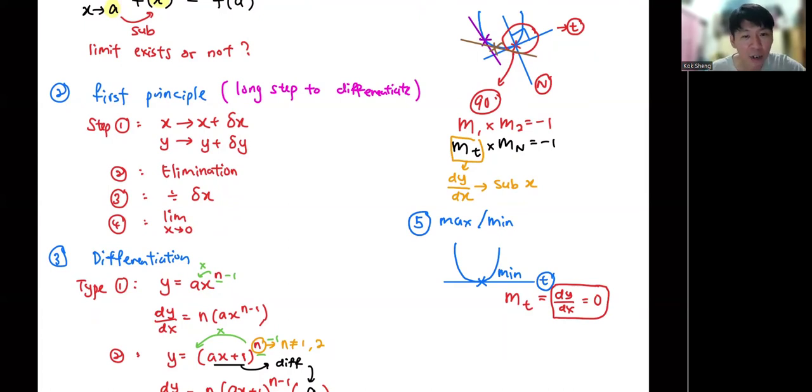So again, for these 5 parts here should be okay. We know that we have the last 2 parts, the rate of change and small change. Those 2 parts I'm not going to cover today. Today I'm just focusing on these 5 things.